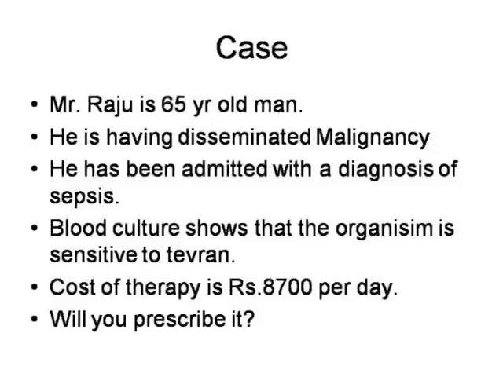Now you have a 65-year-old man, Mr. Raju, with disseminated malignancy. He has been admitted with the diagnosis of sepsis. Blood culture shows that the organism is sensitive to a new antibiotic called Tavaran. Cost of therapy is 8,700 rupees per day. Will you prescribe it?